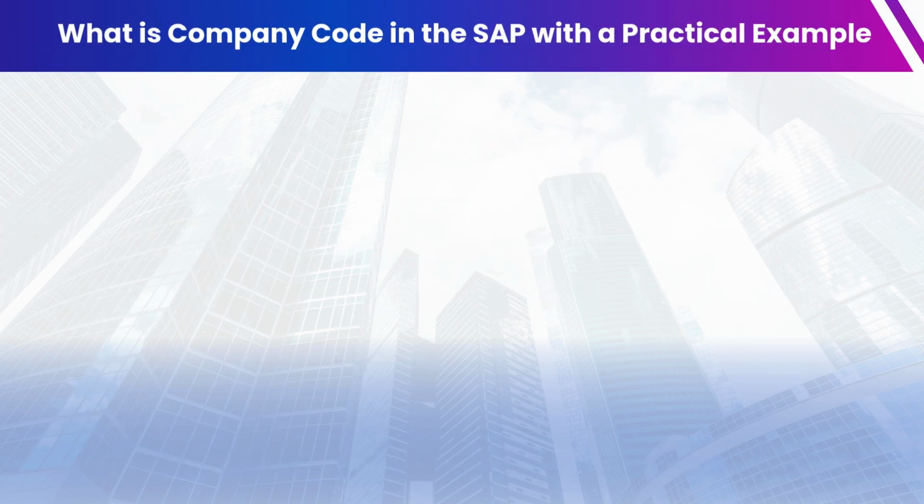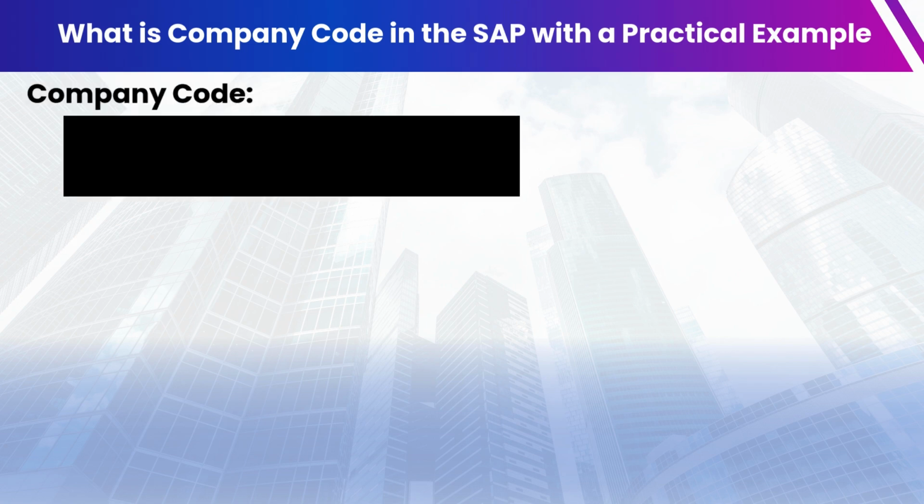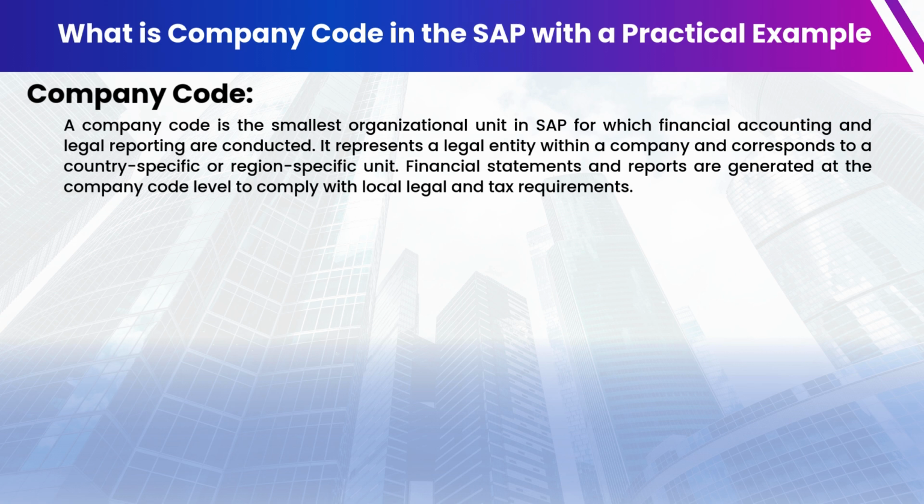What is company code in SAP with a practical example? Company code. A company code is the smallest organizational unit in SAP for which financial accounting and legal reporting are conducted. It represents a legal entity within a company and corresponds to a country specific or region specific unit. Financial statements and reports are generated at the company code level to comply with local legal and tax requirements.